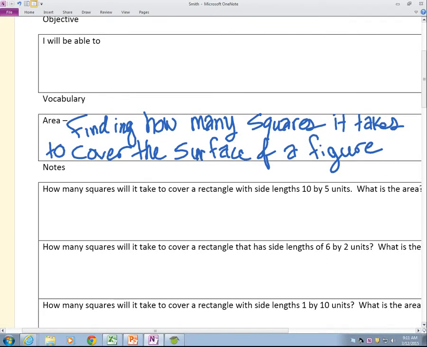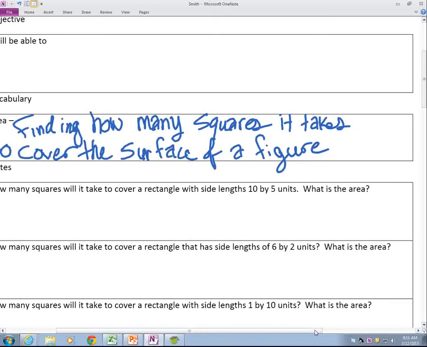Finding how many squares it takes to cover the surface of a figure. And it's labeled in units squared. Labeled as units squared. And how would I write units squared? Like, what's another way of doing it?